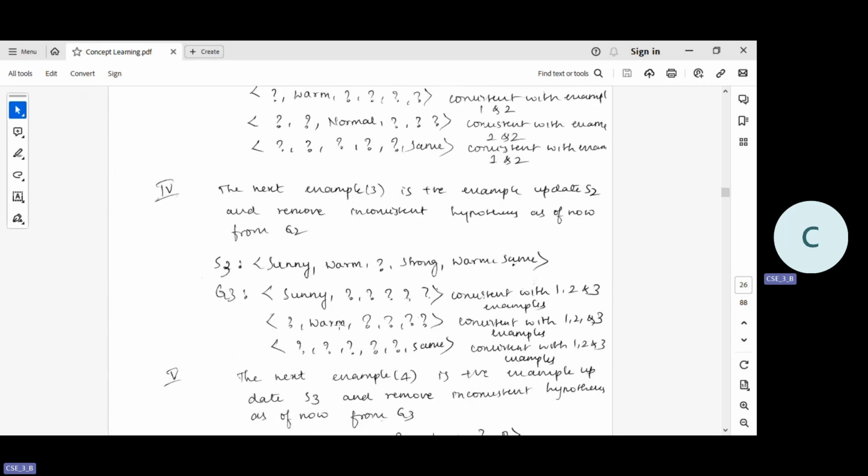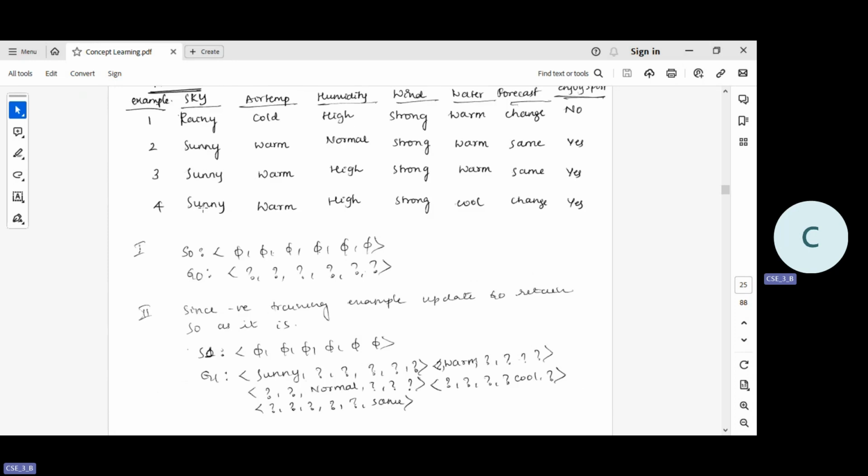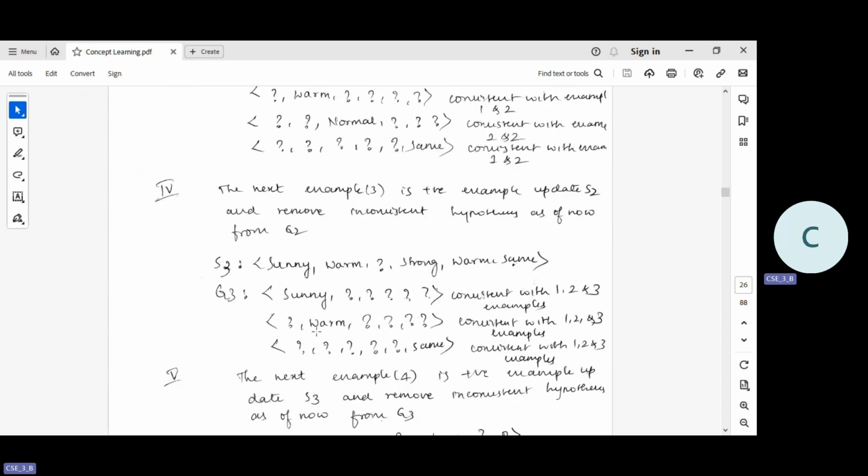So we have written these three hypotheses. So now we have updated the specific boundary and then the generic boundary. Now we go to the last training example, and we can observe here that the outcome is positive. So again, we are updating the specific boundary. And then what we are going to do? Again, we are going to observe here.